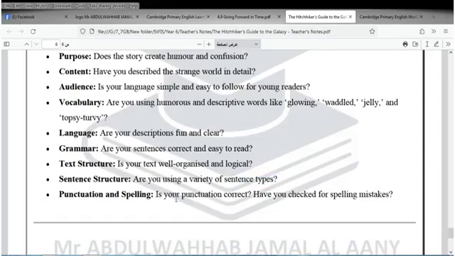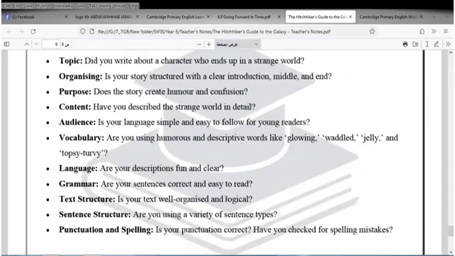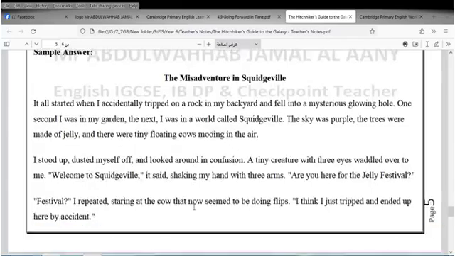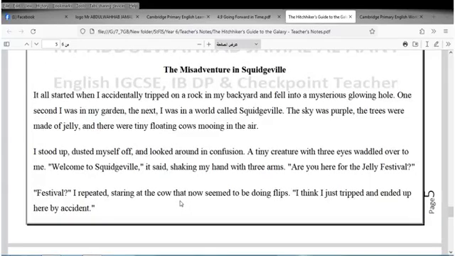Punctuation and spelling is the last thing. Is your punctuation correct? Have you checked all your spelling mistakes and the grammar errors? By doing this, you have a perfect writing after planning, drafting, publishing, and then checklisting.